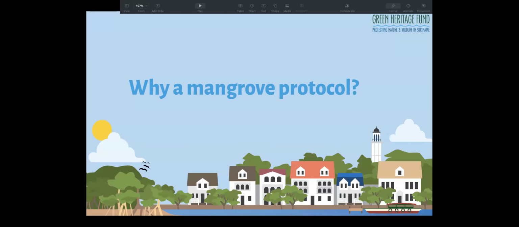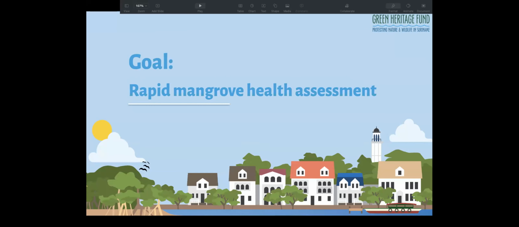Okay, hello everyone. My name is Pebbles, and I will be presenting our community-based mangrove monitoring project. This project is based on a mangrove protocol that we made, and the goal of this protocol is to do a rapid assessment of the state of a mangrove area.